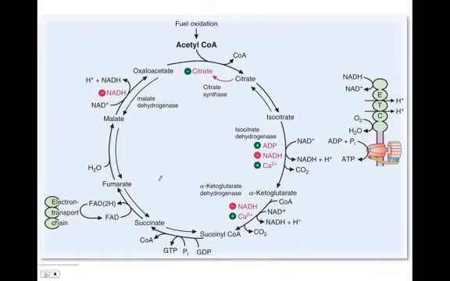So now let's look at the regulation of the TCA cycle. Citrate synthase is inhibited through feedback inhibition. So elevated levels of citrate will inhibit citrate synthase. Isocitrate dehydrogenase is inhibited by NADH. High levels of NADH will also inhibit alpha-ketoglutarate dehydrogenase as well as malate dehydrogenase.